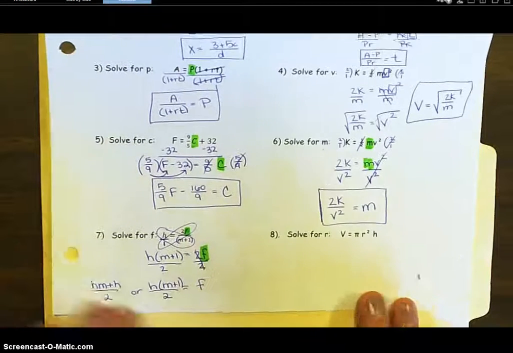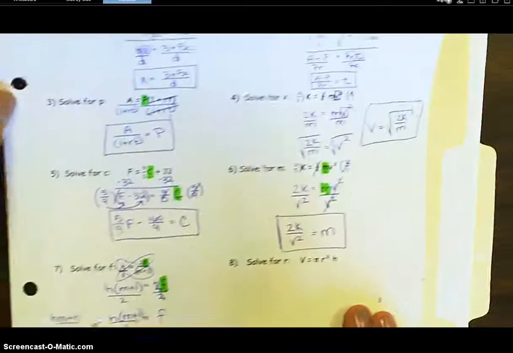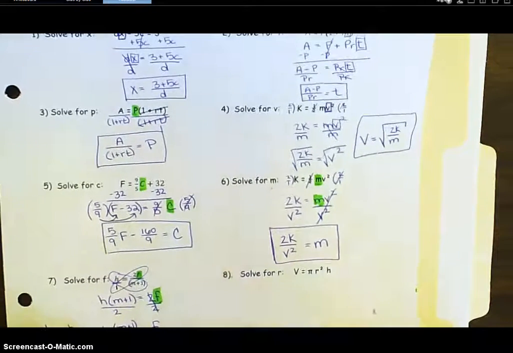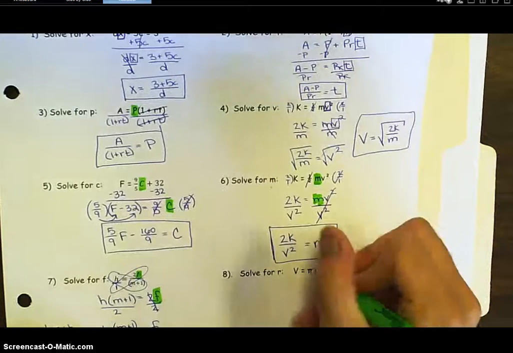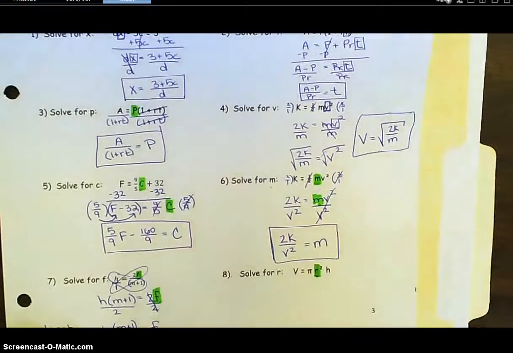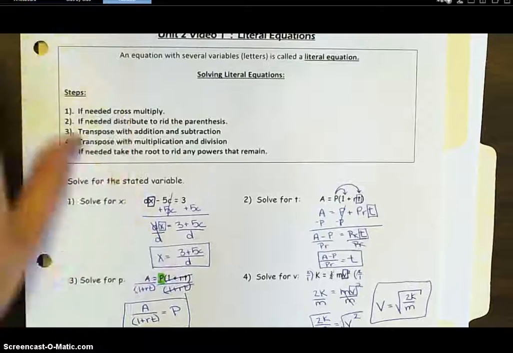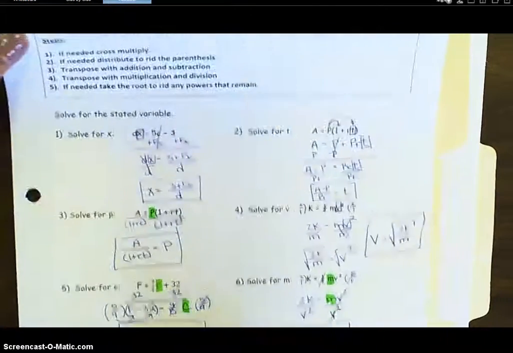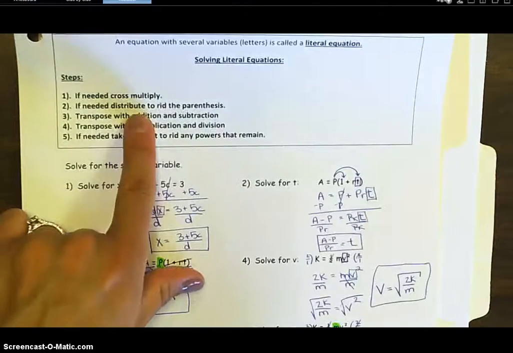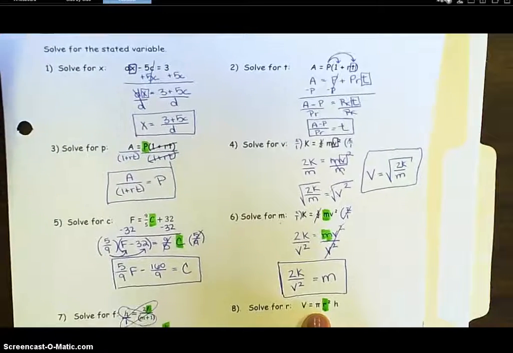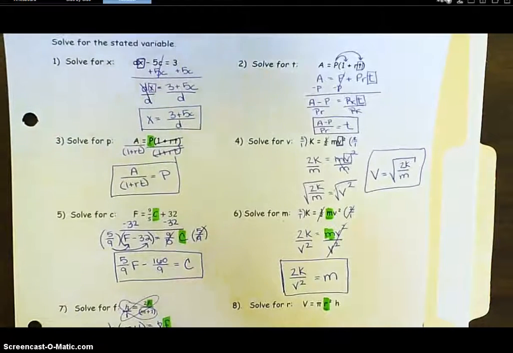Okay, final question for today. Let's see if we can get it. 8. Solve for r. So I'm going to go ahead. Here's my r. I'm going to keep the r right where it is. So step 1, do we need to cross multiply? Nope. Step 2, do we need to distribute? Nope. Step 3, is there any addition or subtraction? Nope. Step 4, use multiplication and division, and there's a lot of that going on here.